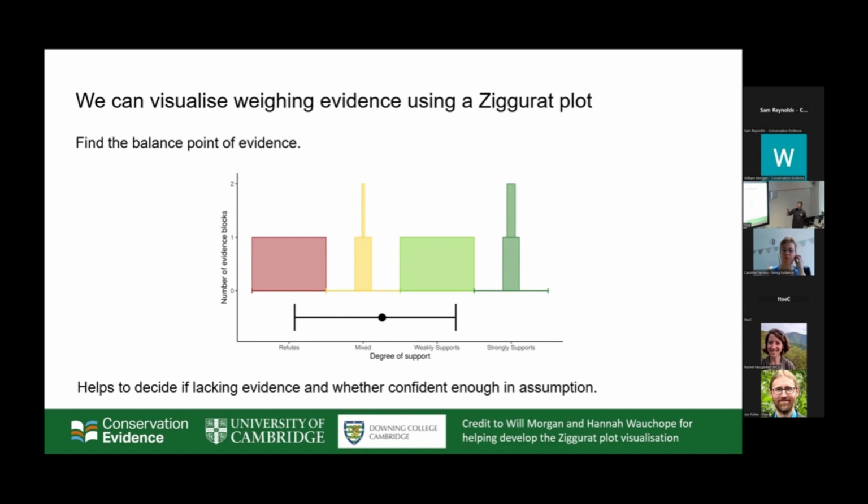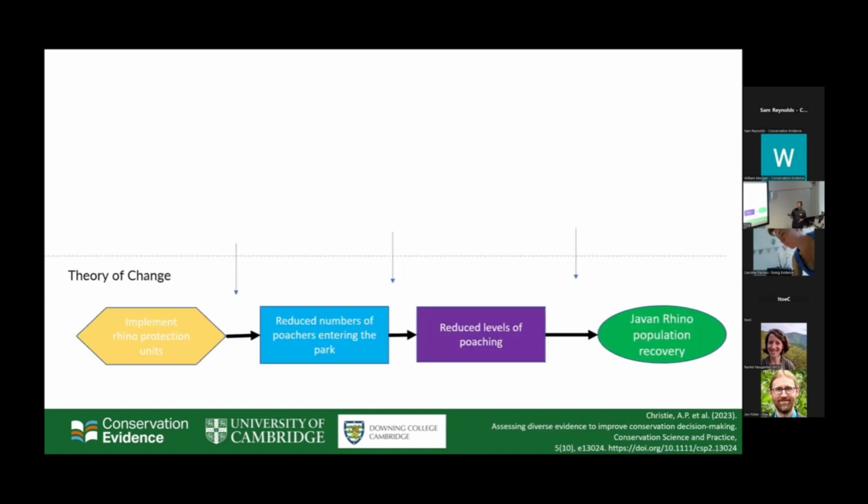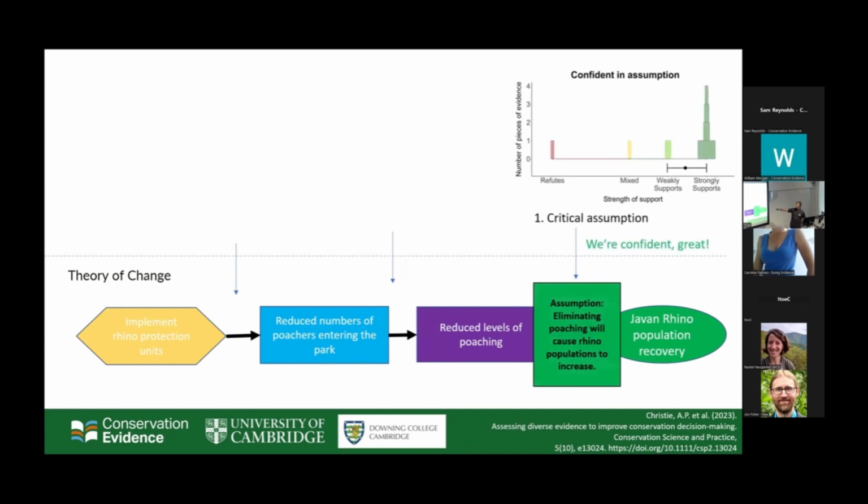And what this then allows you to do is immediately get a sense of, are you lacking evidence? How confident are you generally in the assumptions you're making in your theory of change, for example? And so to map this back onto the theory of change, you'd say this assumption, maybe this is your most critical one, the one you can tackle first. You look at the evidence, assess it, and you get this ziggurat plot.